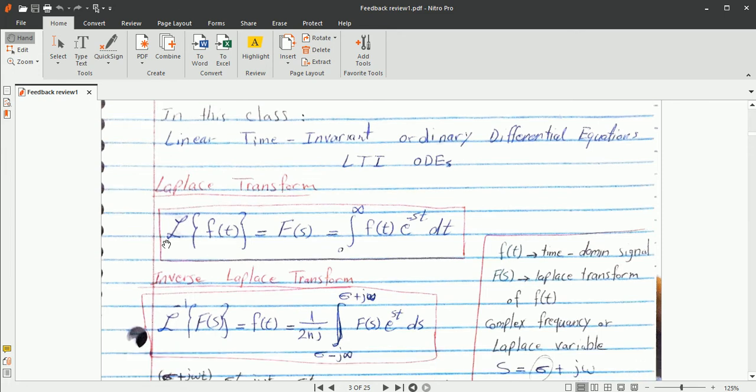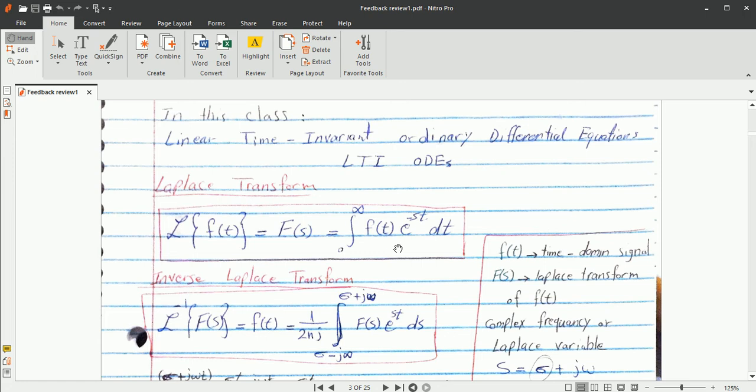So the Laplace transform: Laplace of f of t is F of s. This is the time domain function. We apply the Laplace transform and we get F of s in the frequency domain. That is powerful to solve problems. So what it actually means is f of t multiplied by e raised to power minus st dt, and we integrate it from 0 to infinity.